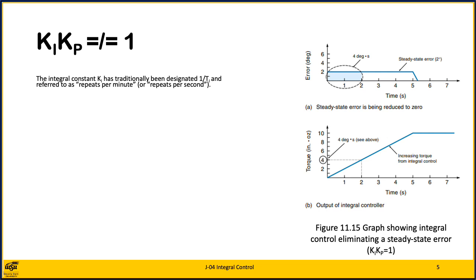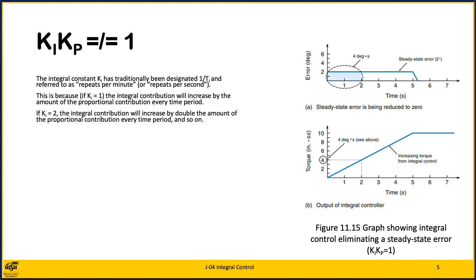The integral constant Ki has traditionally been designated 1 over Ti and is referred to as repeats per minute or repeats per second. This is because if Ki is equal to 1, the integral contribution will increase by the amount of the proportional contribution every time period. If Ki is equal to 2, the integral contribution will increase by double the amount of the proportional contribution every time period, and so on. You can see this happening in figure 11.5 attached.